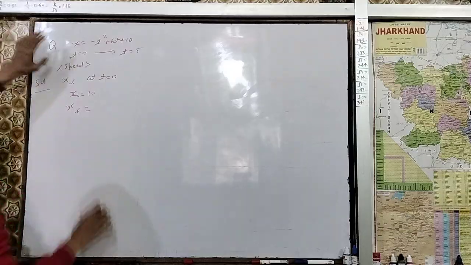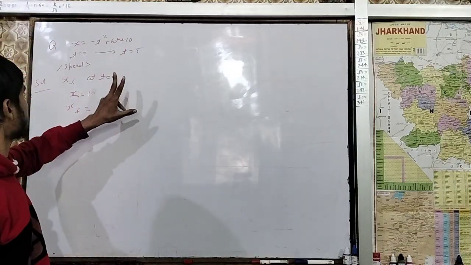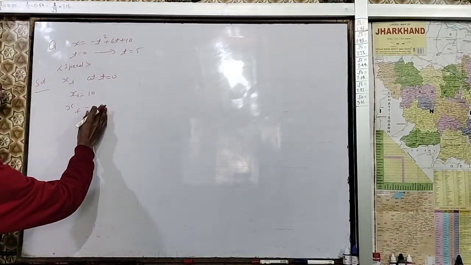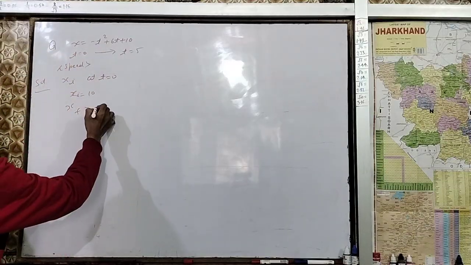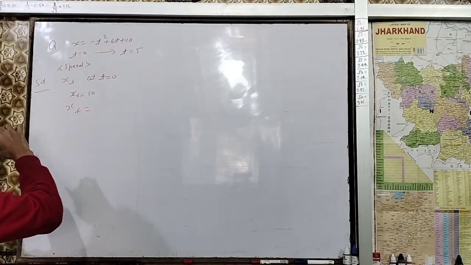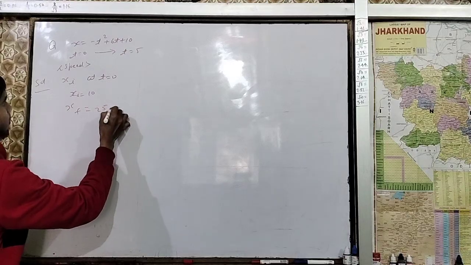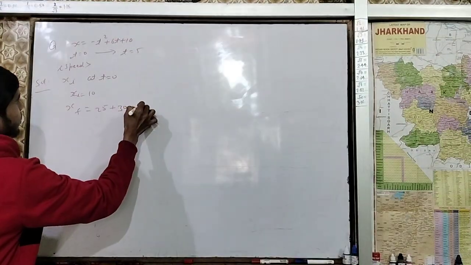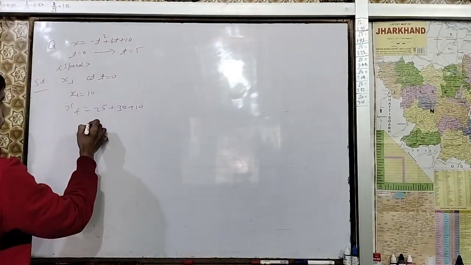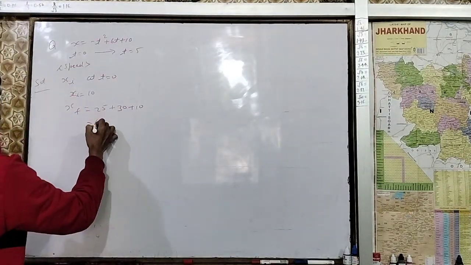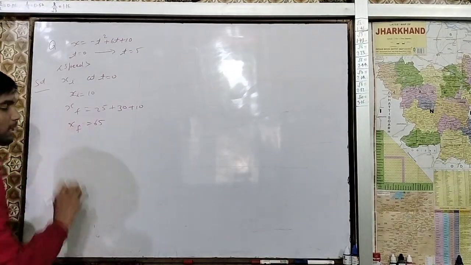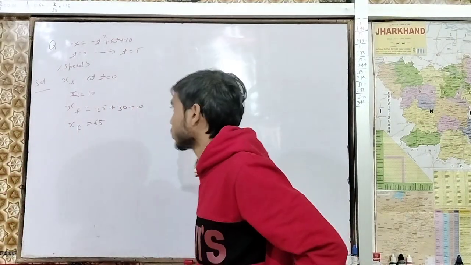X final will be at t equal to 5. So minus 25. Yes. Plus 30 plus 10. Okay, 40, 65. X final came out as 65. X5 is equal to 65.